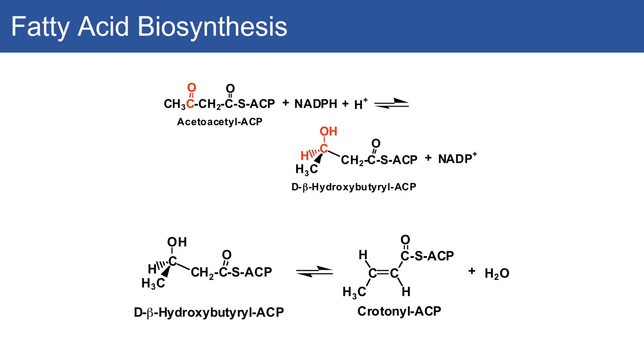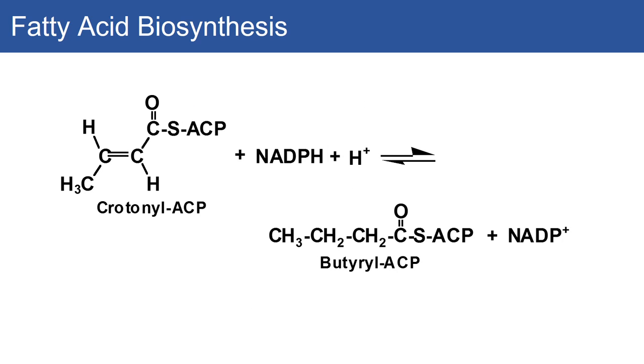And we'll see that here in these steps. So the first reduction is we're going to go from acetoacetyl-ACP to a D-beta-hydroxybutyryl-ACP, and from there we're going to go to a crotonyl-ACP and a water, so it's a dehydration reaction.